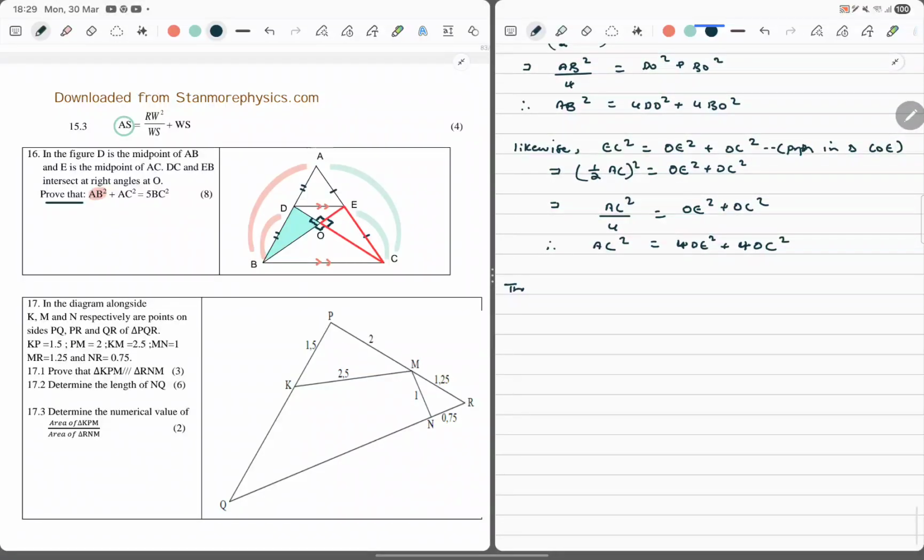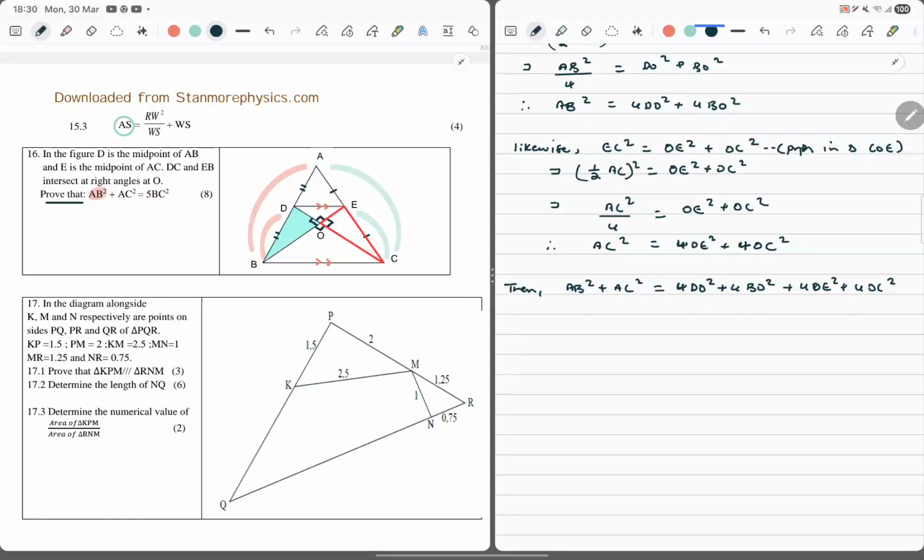Now we're going to go on and say then we know that AB squared plus AC squared is going to be 4 times, is it DO? Did I say DO there? Yeah, I said DO. This is 4 times DO squared plus 4 times BO squared plus 4 times OE squared plus 4 times OC squared.